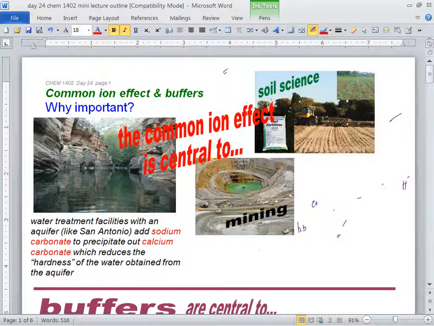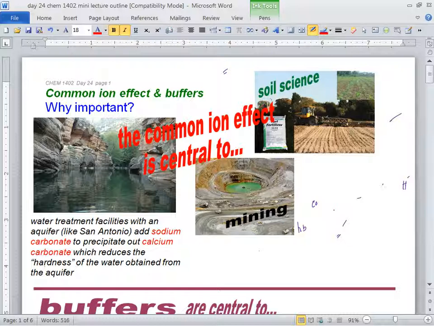So how do you get rid of this? How do you prevent this stuff from precipitating out? Well, you try to get rid of the calcium. So at the water treatment facility where all this water is pumped in from the aquifer, they're going to add a bunch of sodium carbonate.